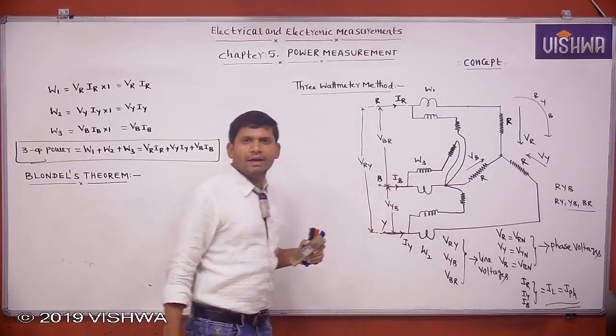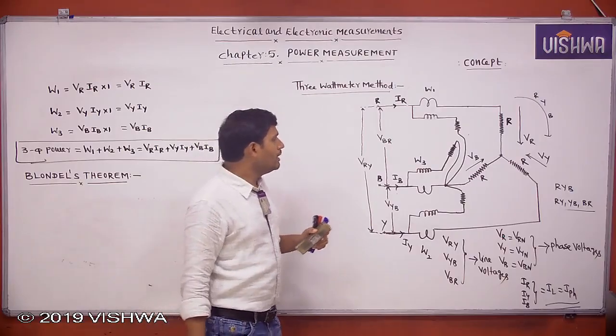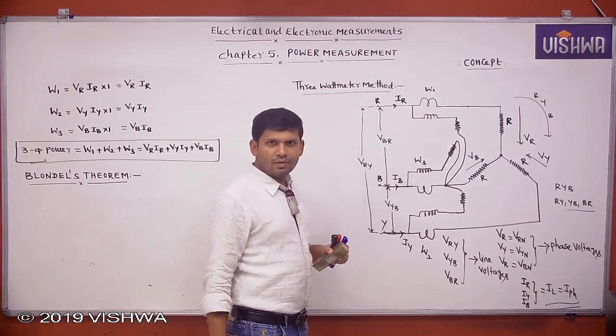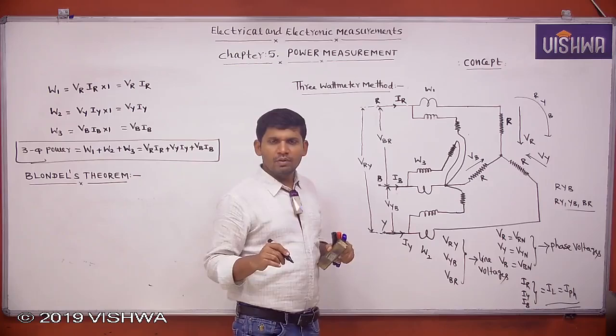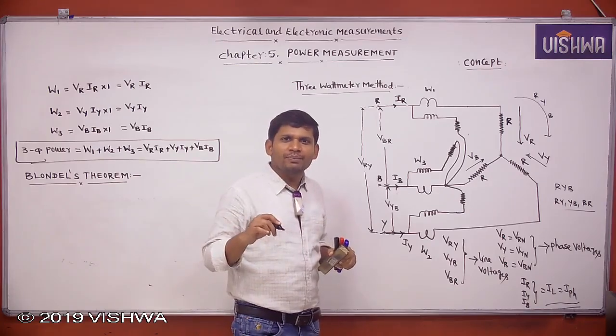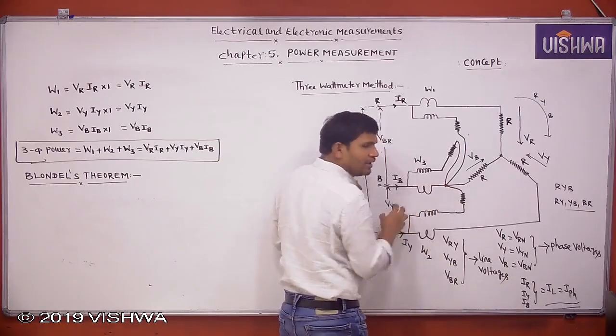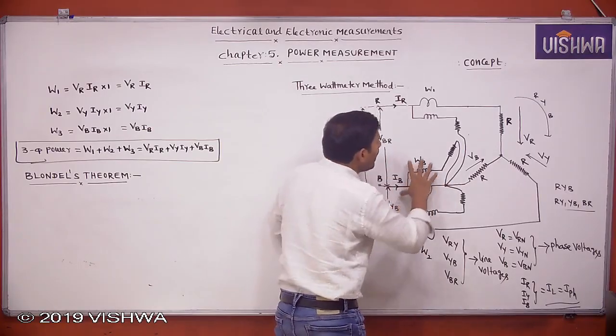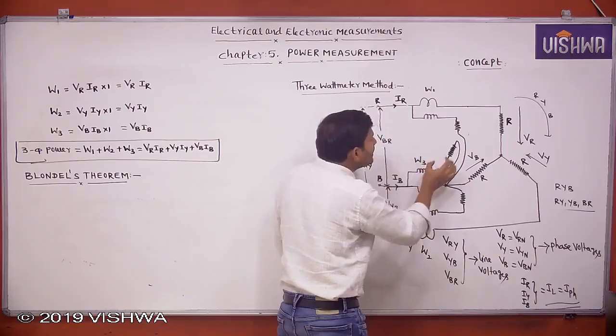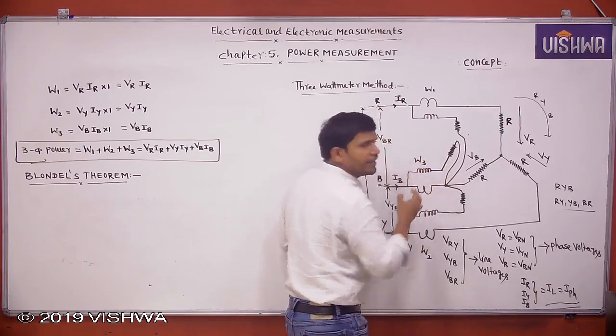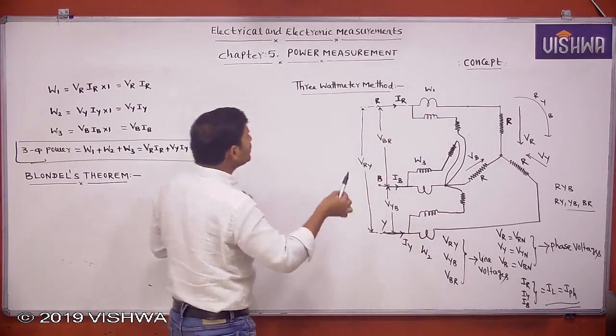All these three are connected in one line. In that reference line, the wattmeter always shows the zero reading. That means whatever the reference line you take, whatever wattmeter you connect in that line always shows the zero reading. Why does that wattmeter always show the zero reading?